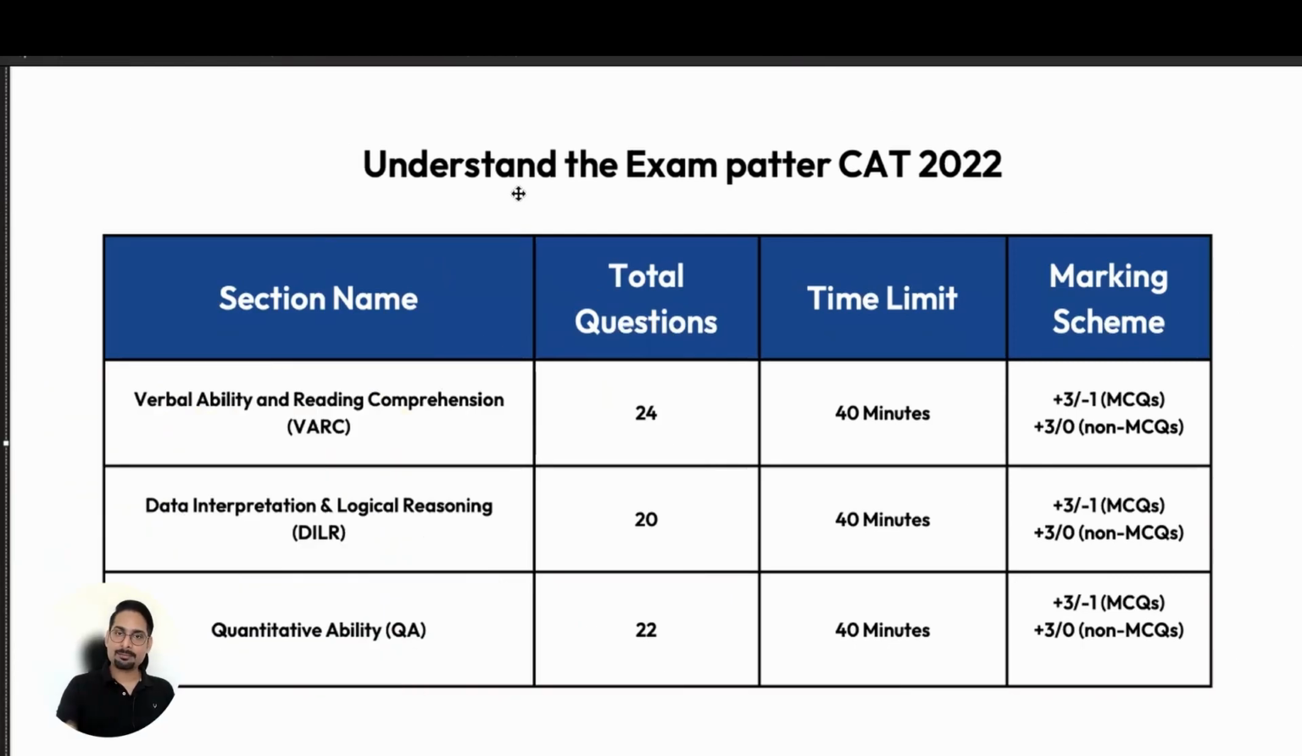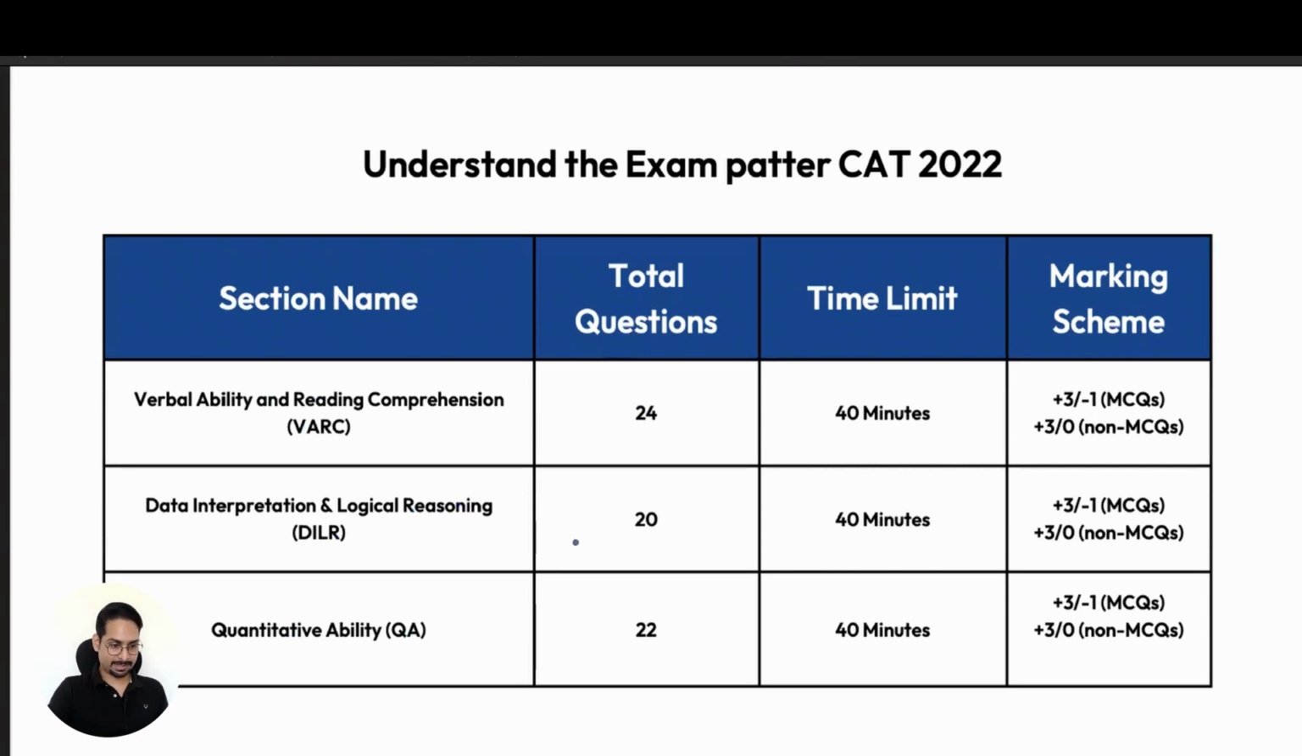So it's important for all of you to understand the CAT exam pattern first of all. How many questions were there in each section? So how many sections are there? There are 3 sections in the CAT exam. We have verbal ability, we have data interpretation and logical reasoning, and we have quantitative ability. Total number of questions: 24 from verbal, 20 from data interpretation and LR.